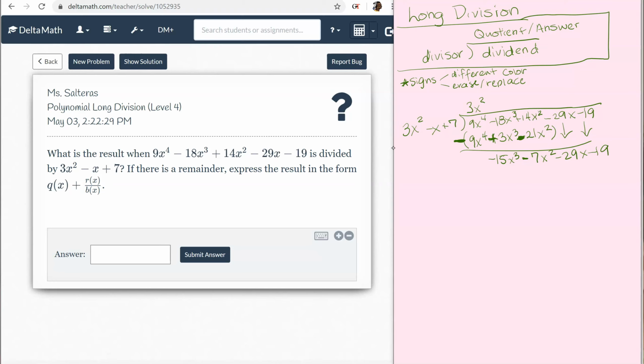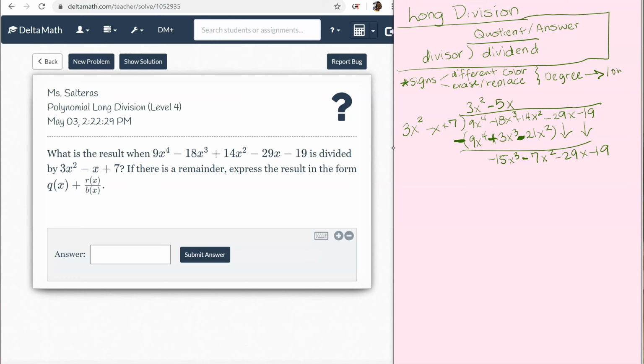Okay, so again, we want the first term of our divisor to equal the first term of your dividend. Now, 3 times what will give you negative 15? Well, negative 5 will give us negative 15. X squared times what will give you x to the third? Just a regular x. Your degrees should be going lower.